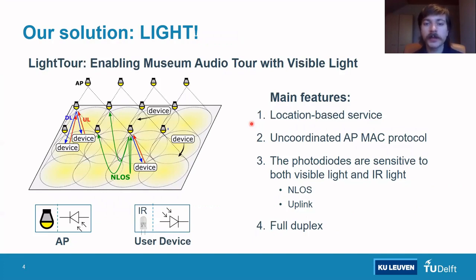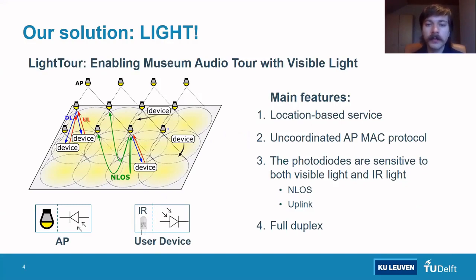A situation that could still occur is that a device can be at the edge between two APs, and if those two APs would transmit simultaneously, a collision would occur. To solve this problem, each AP is also equipped with a photodiode that is sensitive to visible light, so it can detect the reflected floor signal coming from neighboring APs. This is this green non-line-of-sight signal in the figure. As a result, each AP can detect if neighboring APs are transmitting.